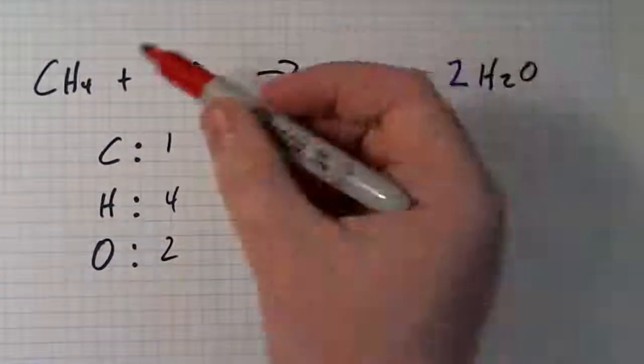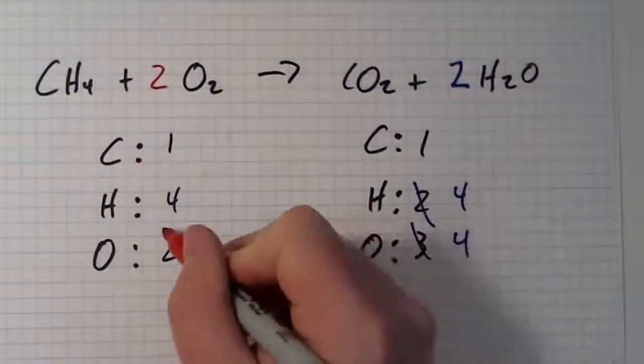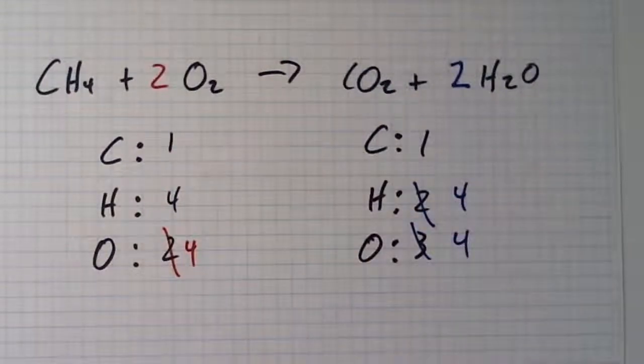So remember what we did? We put the 2 over here, because that changes the oxygens to 4. Let me show you another one.